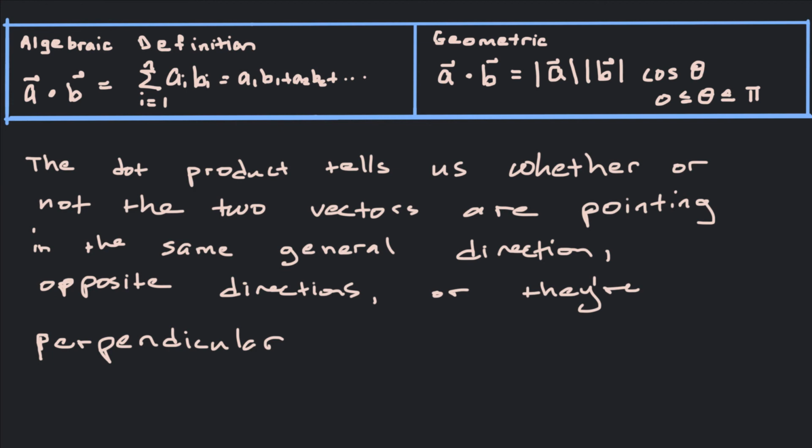All right, so in summary, the dot product tells us whether or not the two vectors are pointing in the same general direction or opposite directions, or if they're perpendicular. We can know that they're perpendicular if their dot product is 0. And that's pretty much what we will need from the dot product.